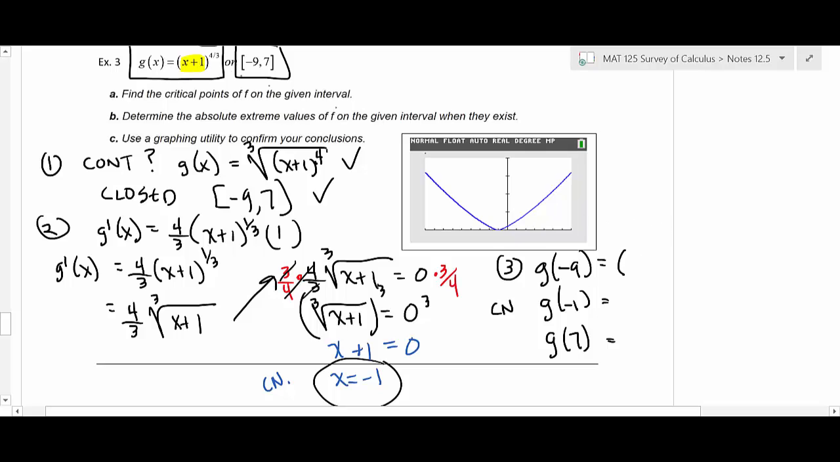So we're going to do this. We're going to go back to the original function. We're going to do -9 plus 1 to the 4/3. We're going to do that without a calculator too. I mean, you can do it with a calculator, but you need to know how to do this without a calculator.